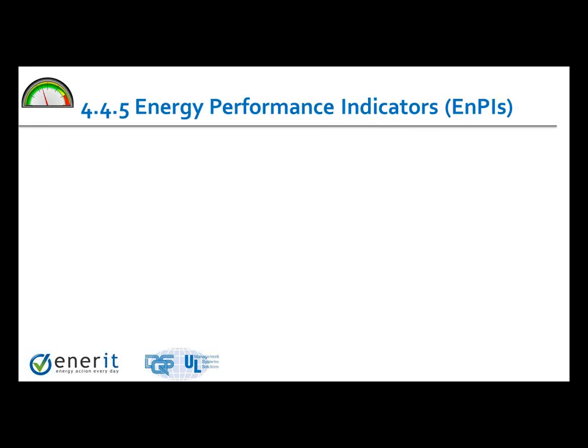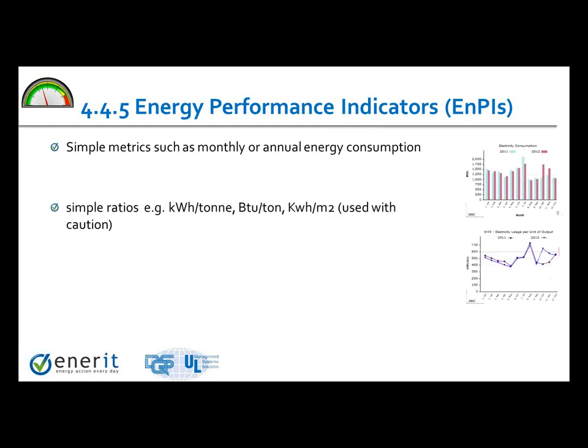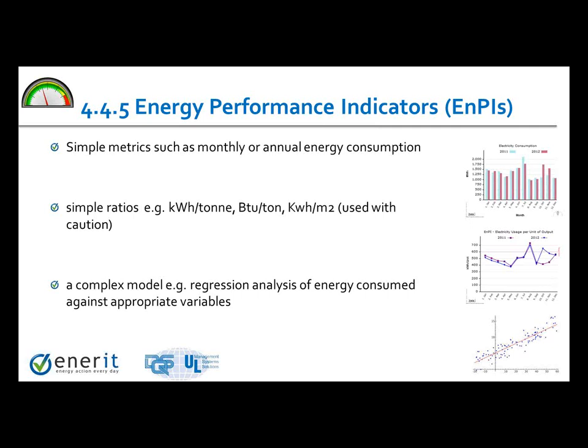Energy performance indicators are a measure of how you are achieving your goals and your targets. Energy performance indicators can be simple metrics, such as monthly or annual energy consumption and comparison, year on year or month on month, or simple ratios such as kilowatt hours per ton or per output of product, BTUs per ton, or kilowatt hours per square meter of a simple building. There is a case here to use these with caution, because they may be too simplistic for your particular industry or situation.